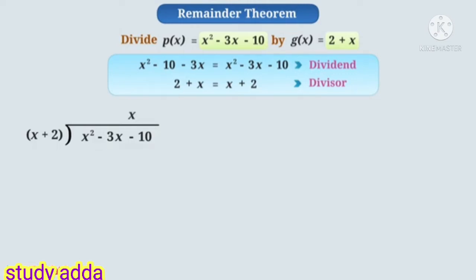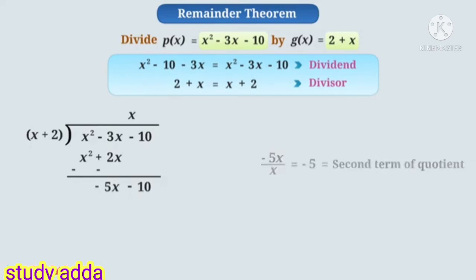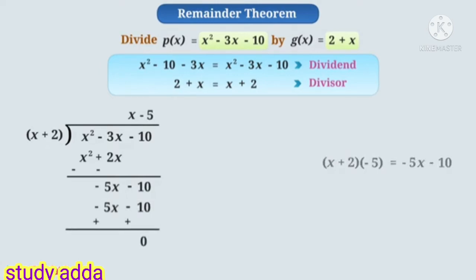After this, we will multiply the divisor by the first term of quotient and subtract its product from dividend. We get minus 5x minus 10 as remainder. Now, the remainder minus 5x minus 10 is a new dividend, while the divisor is same. So, like the previous step, we will divide the first term of dividend by first term of divisor. We will get minus 5 as second term of quotient. Now, we will multiply the divisor by second term of quotient and subtract its product from dividend. This gives 0 as the remainder.